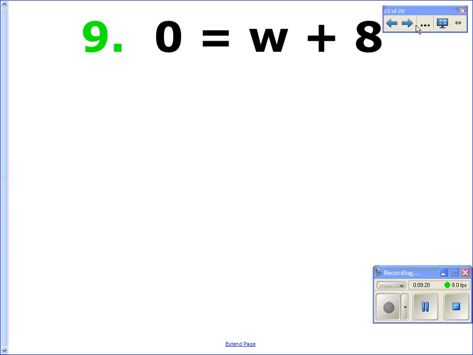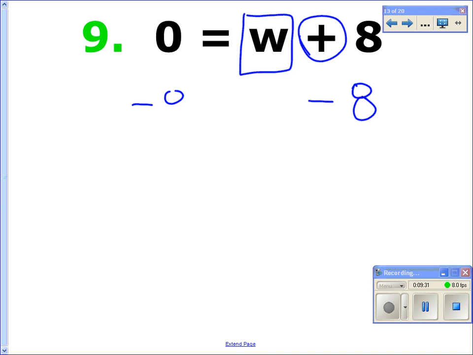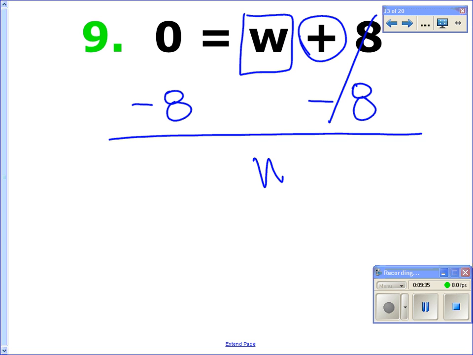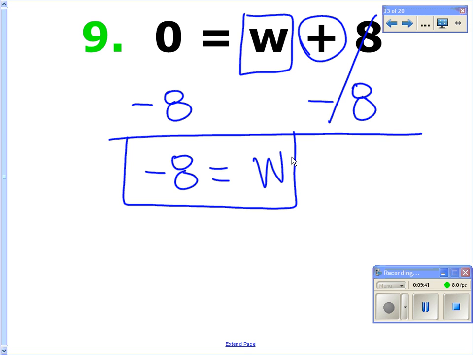Try this one. Pause the video and then start it. Okay. Box the W. Circle the addition. Opposite of addition is subtraction, so we're going to subtract 8 on both sides. 8's cancel out. W equals 0 minus 8 is negative 8. So W equals negative 8 for this problem.